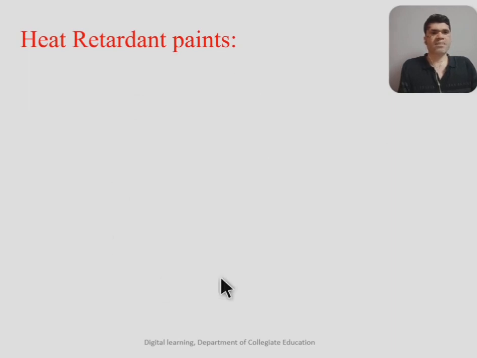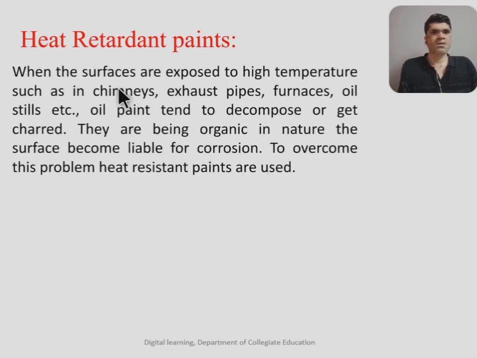Heat retardant paints. Among special paints, the first one is heat retardant paint. When surfaces are exposed to high temperature, such as chimneys, exhaust pipes, furnaces, oil stills, etc., oil paints tend to decompose or get charred. Being organic in nature, the surface becomes liable to corrosion. To overcome this problem, heat resistant paints are used.